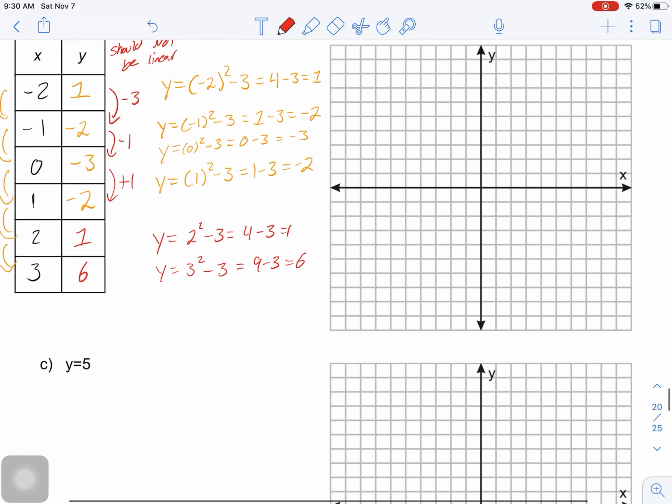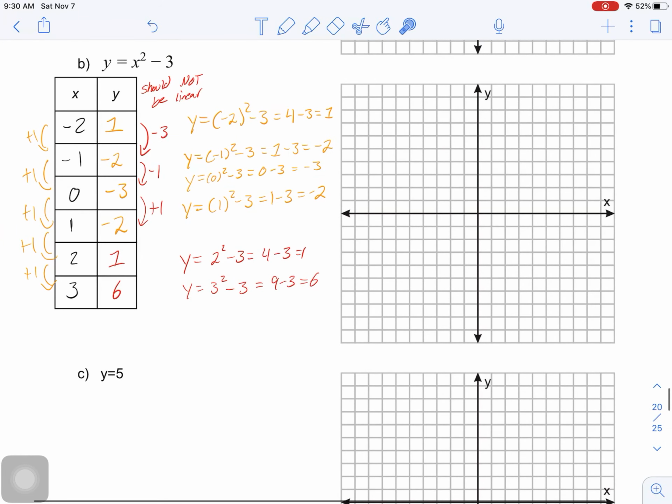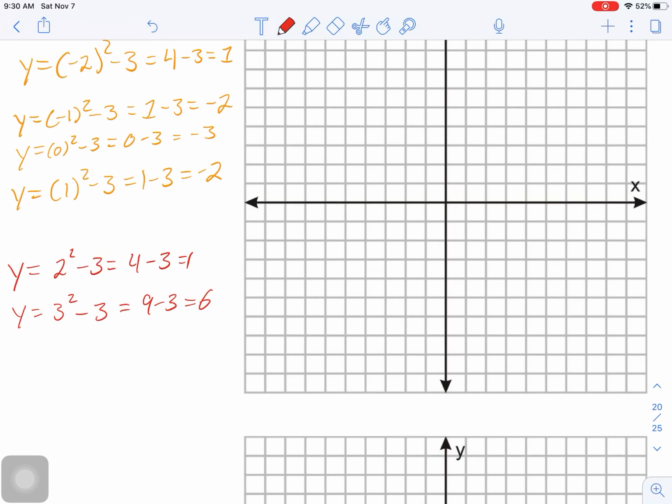Okay, now let's just plot this to see what it looks like. So here we're going up -2, -1, 0, 1, 2, 3. So I'm going to be pretty nice and plot these fairly spaced out. So this will be -1. So here I've went 1, 2, 3 over. So I'm going to have to go 1, 2, 3 over. This will be -2.